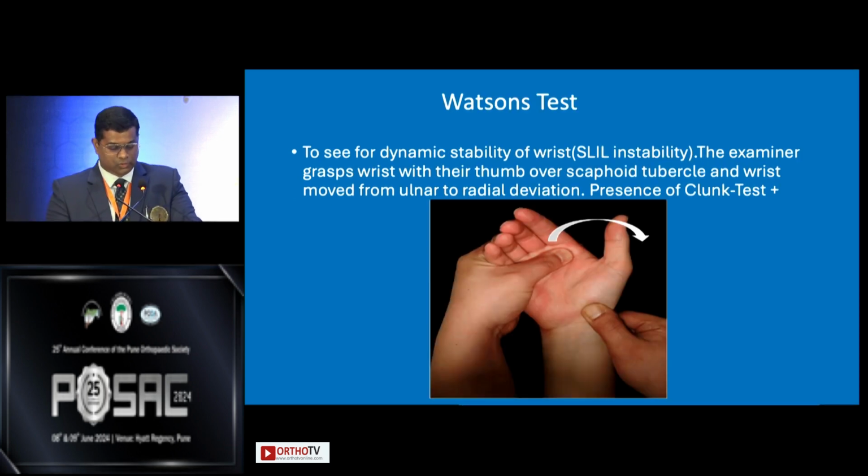Watson test to see the dynamic stability of the wrist. The examiner grasps the wrist with the thumb over the scaphoid tubercle, and the wrist is moved from ulnar to radial deviation. If you experience the presence of a clunk, the test is positive.